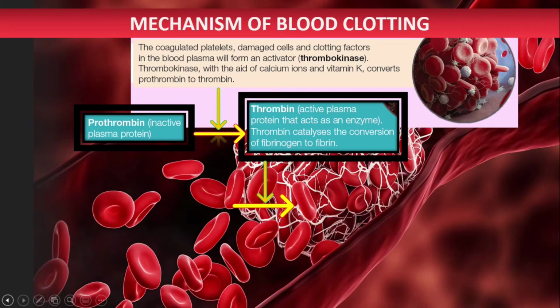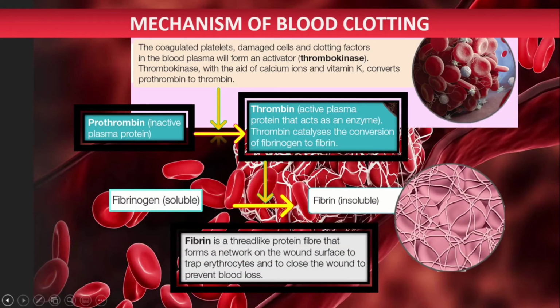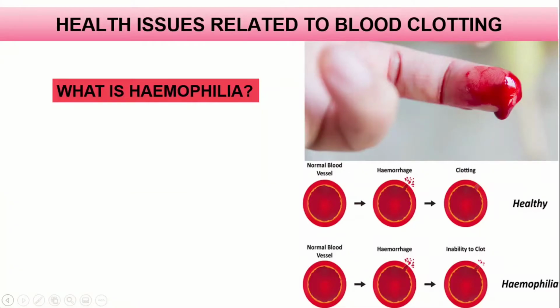The thrombin then will catalyze the conversion of fibrinogen to fibrin. Fibrin is a thread-like protein fiber that forms a network over the wound surface to trap erythrocytes and then close the wound to prevent blood loss.